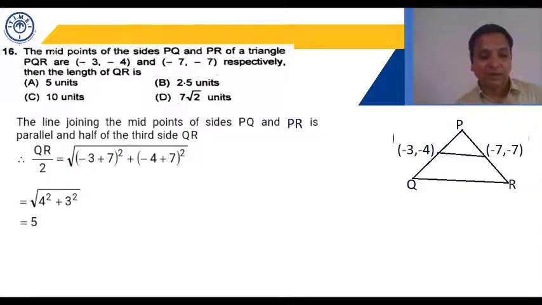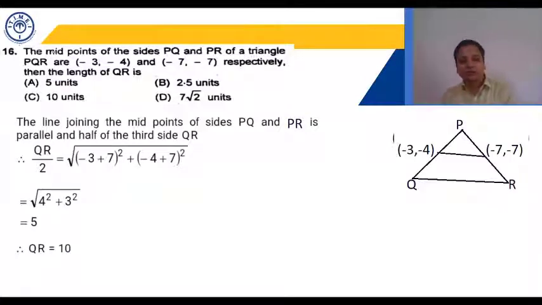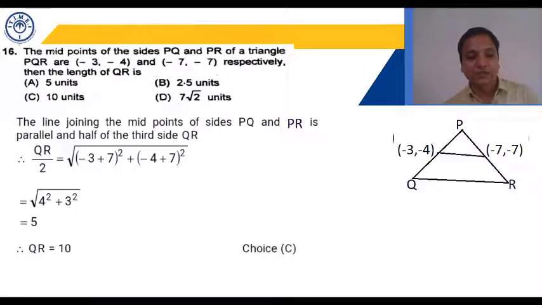So what is my answer? QR is double of this. So double of 5 is 10. Very simple. 5 into 2 becomes 10. So just check. Many times options are placed so that you get a value of 5 and the first option is 5, and you mark 5 without thinking. He is asking the length of QR, not half of QR. So my answer comes out to be 10 units. So the choice is C. I hope this is clear.